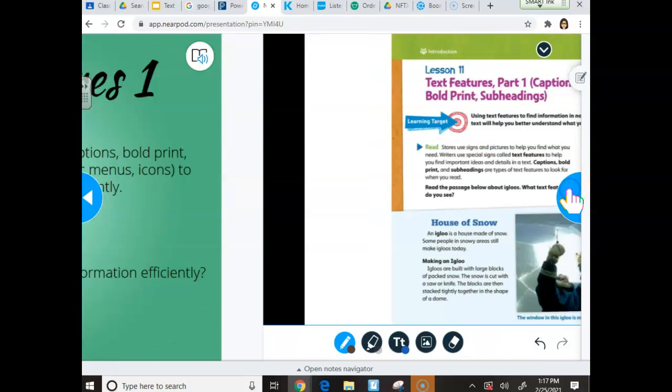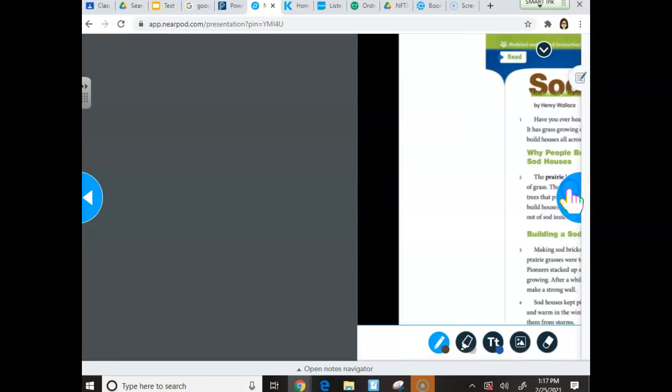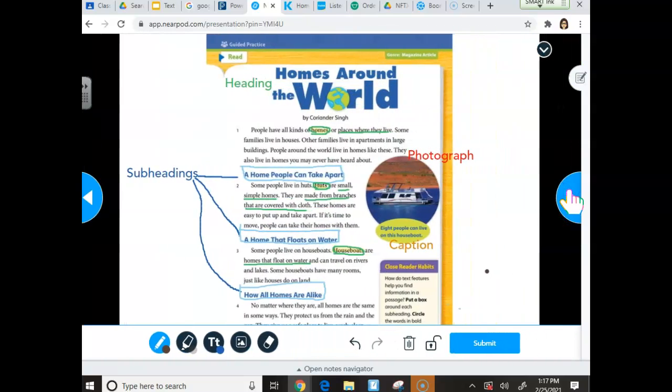All right, yesterday we read Homes Around the World. We labeled our heading. We had 3 subheadings for homes around the world. A home people can take apart. We found out that was a hut. A home that floats on water. Houseboats. And how all homes are alike. We even talked about that.